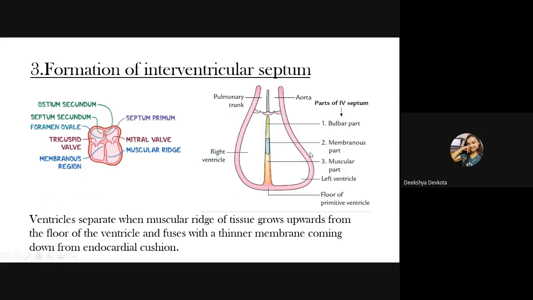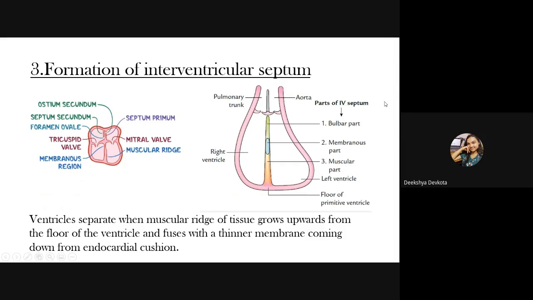Now let's talk about the interventricular septum. It's not quite as complex as the interatrial septum. So a muscular ridge arises from the floor of the ventricle, and the membranous ridge arises from the endocardial cushion of the AV septum. They come in close proximity, they fuse and form the interventricular septum, which divides the two ventricles.